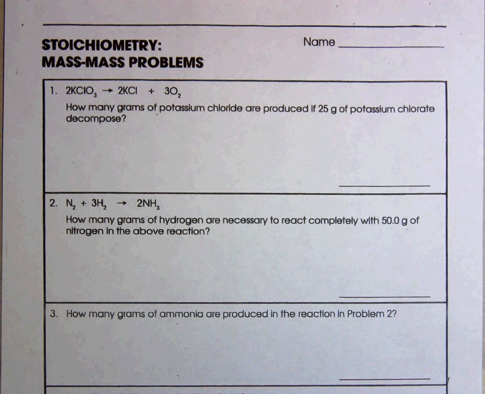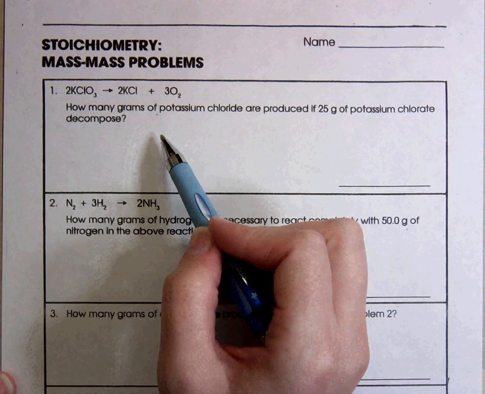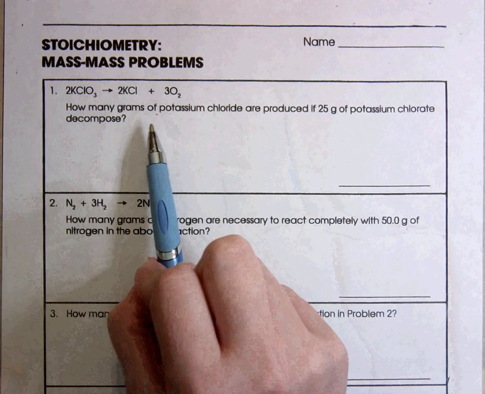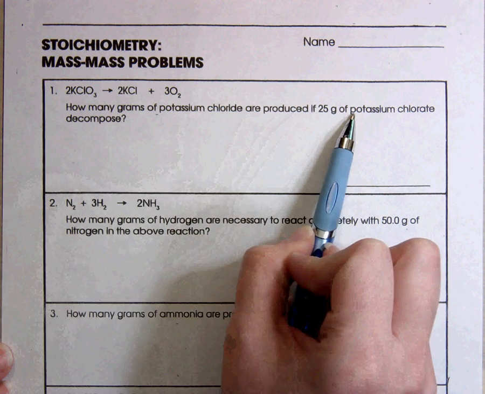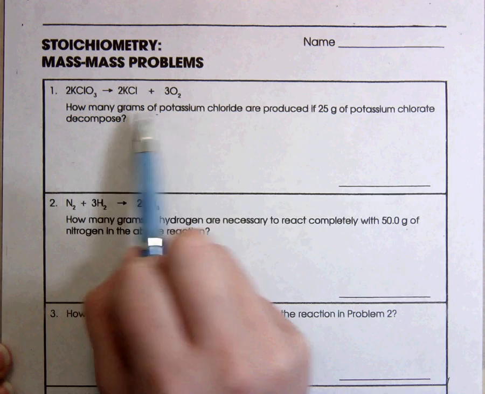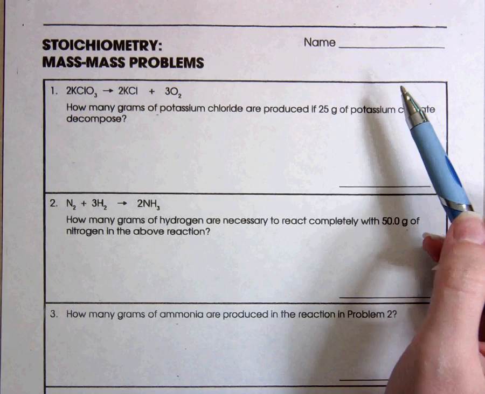Stoichiometry mass problems. This is similar to what we were doing in the last worksheet, except that now rather than asking how many moles of something would be formed from a number of moles of something else, it's going to ask how many grams of a substance are produced if we use a certain number of grams of another substance.